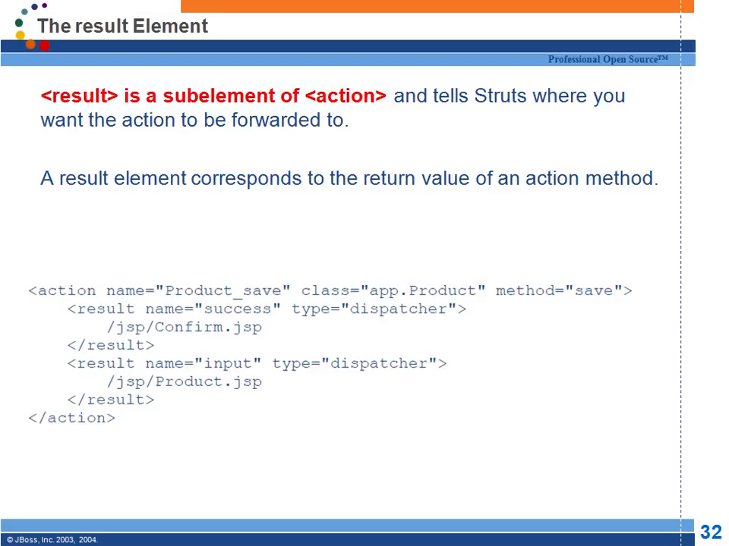Result. Result is a sub element of action, and it tells Struts where you want the action to be forwarded to. Right? Here, this action called product_save has two things: a result with name success, type is dispatcher. The default type is also dispatcher. Name is input, type is dispatcher. Suppose your execute method is returning input, it will forward to the corresponding page.